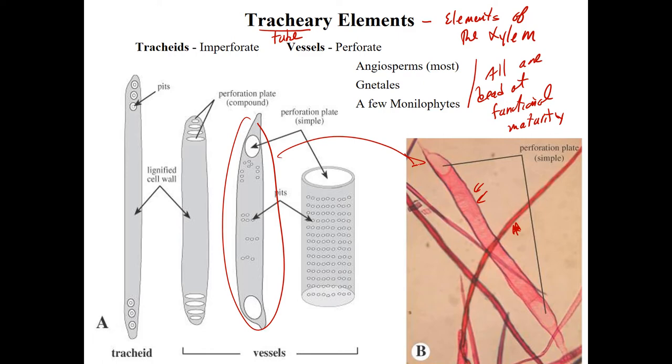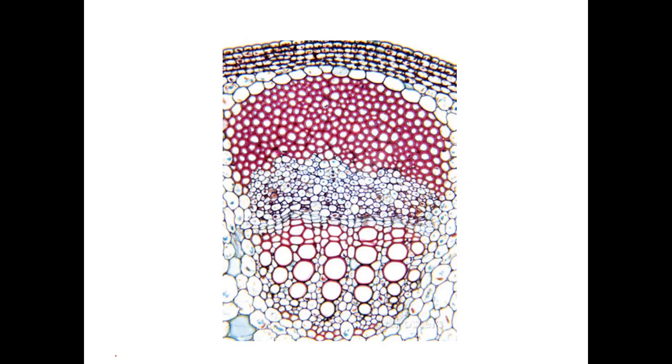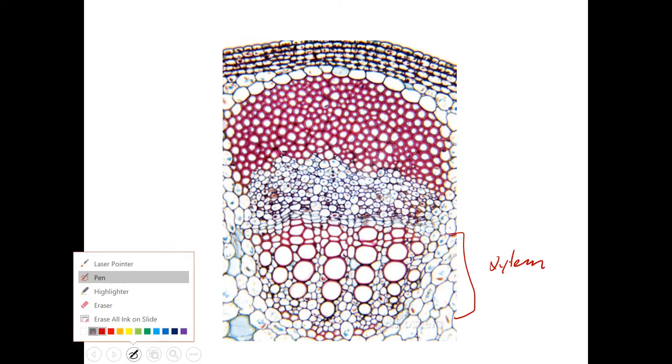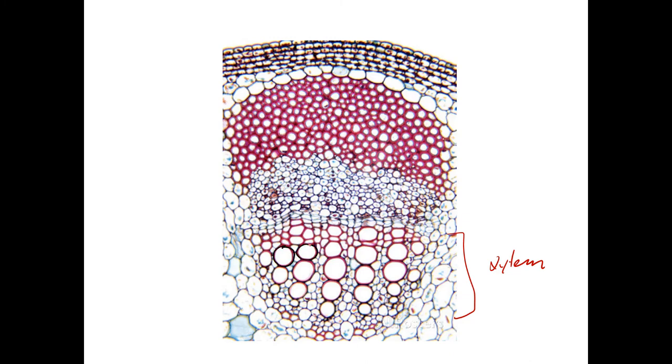They have perforation plates, which just means holes in the end walls, and the vessels are stuck together into long vessels. They're actually called vessel elements, stuck together into long vessels. And again, here we have them down here. This is xylem, and I'm going to get some black to show you. Here, these are all vessels. There's a few other types of cells in there, but right now we're just concerned with those vessels.